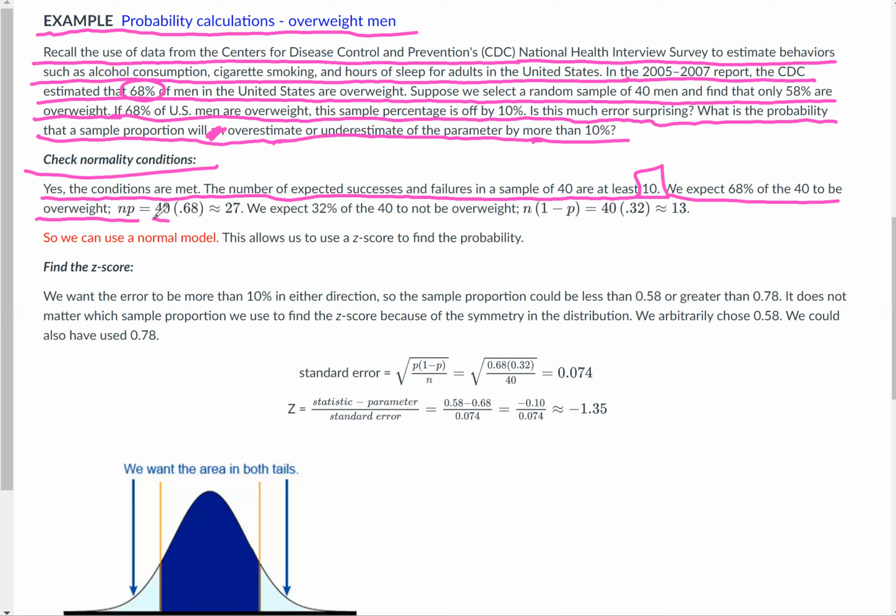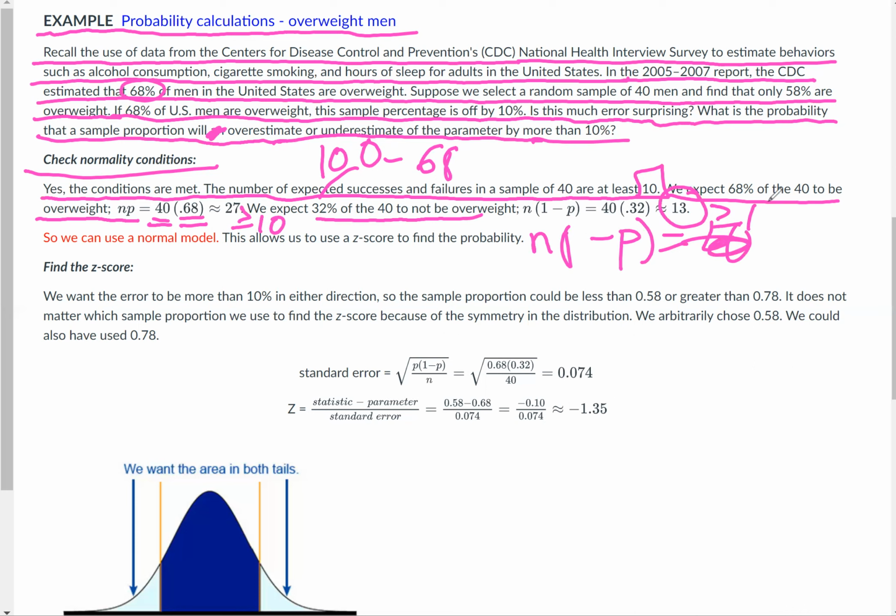N, the number of men that we're sampling, is 40 times p, the population proportion, which is 0.68. You get 27. That's definitely greater than or equal to 10. We expect 32% of the 40 to not be overweight, because that's 100 minus the 68%. So n times 1 minus p is 40 times 0.32, and you get 13. That's close to 10, but it's definitely greater than or equal to 10. So we can use the normal model. This allows us to use a z-score to find the probability, and that makes it easier.